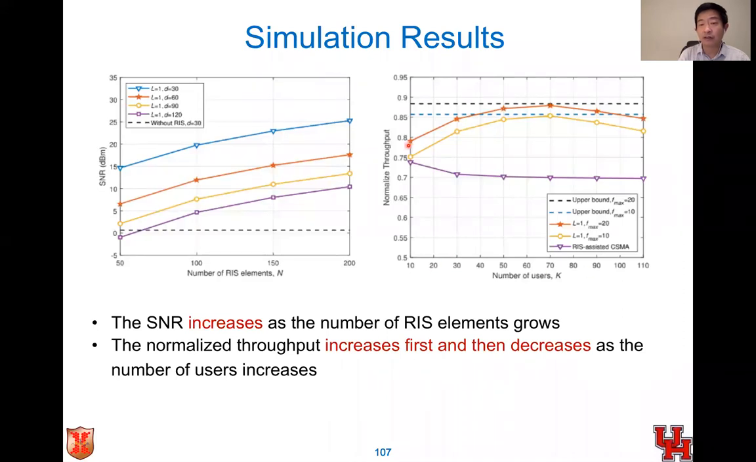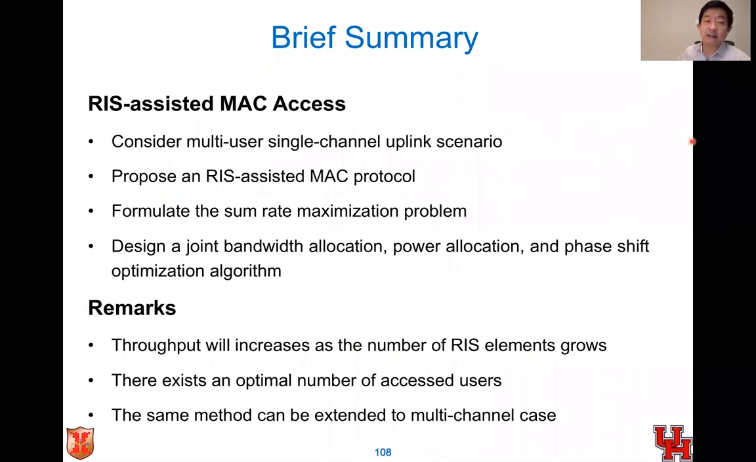Also, as we increase the number of users, the overall throughput goes up and then goes down, because it is like a traffic jam. With too many users, it will jam, but compared with the case without RIS, it has better performance. So basically, with RIS-assisted MAC, beyond the physical layer, we consider random access, not coordinated access. We formulate a sum rate maximization problem, and the variables are reserved time, RIS components, and power control. So the problem becomes high dimensional, and the throughput can be improved.